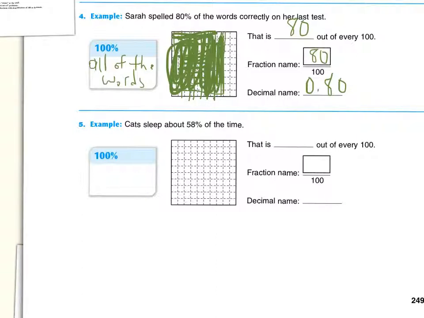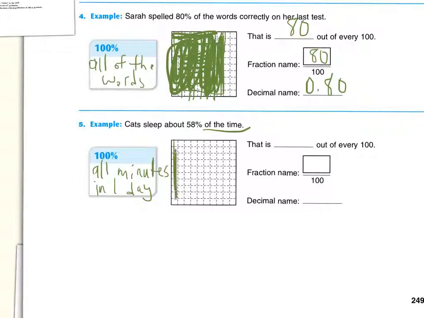Next one, cats sleep about 58% of the time. So, the 100% would be all minutes in one day. Okay, I know it says of the time. Well, we're talking daily. We're not doing the entire lifetime, which it would work out as the same for that, but we're going to do daily just to kind of make it a little bit easier to understand.